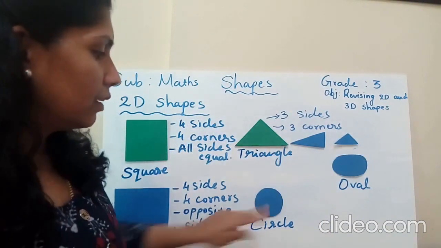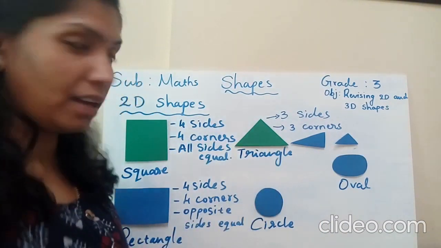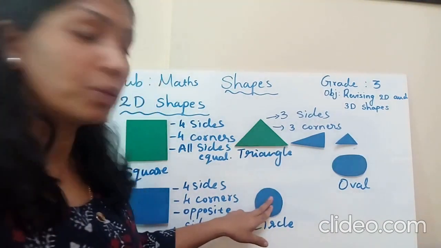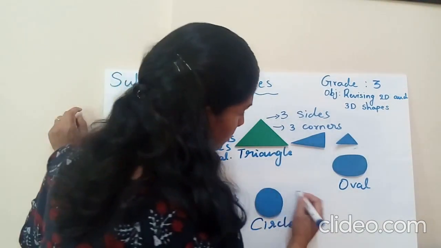And then the circle. In a circle, can you see any side? No. So in the circle, there are no sides.